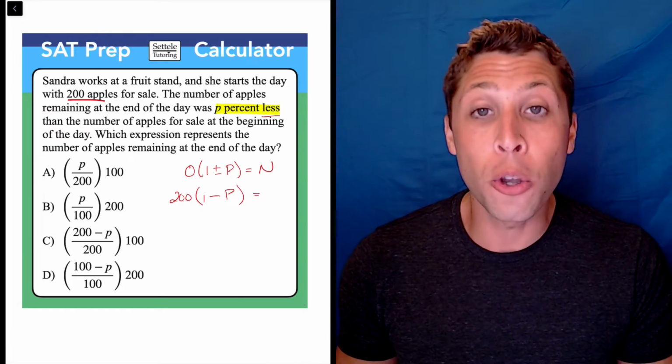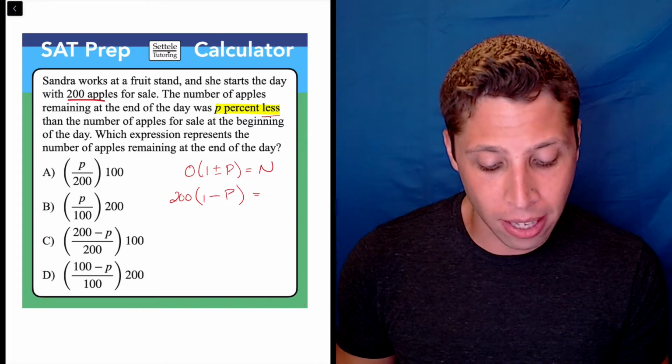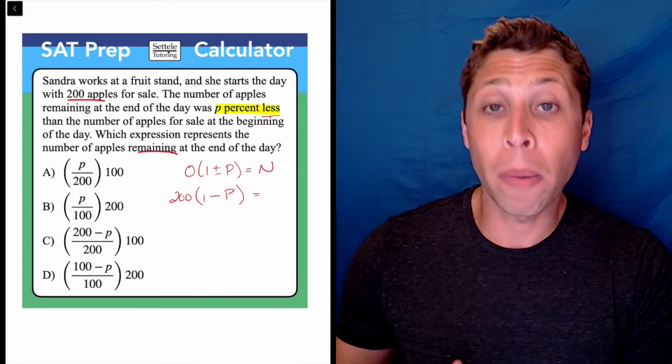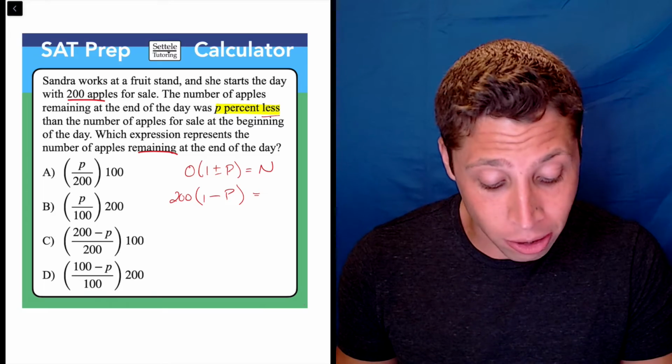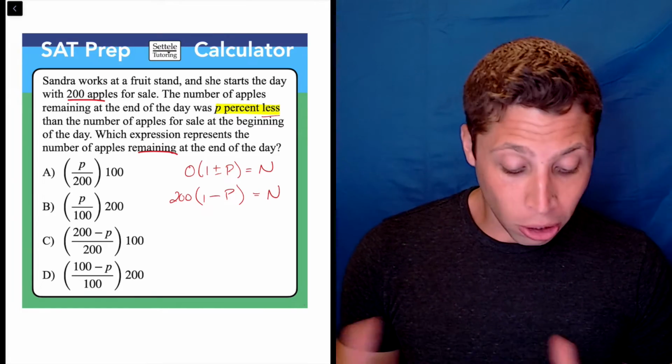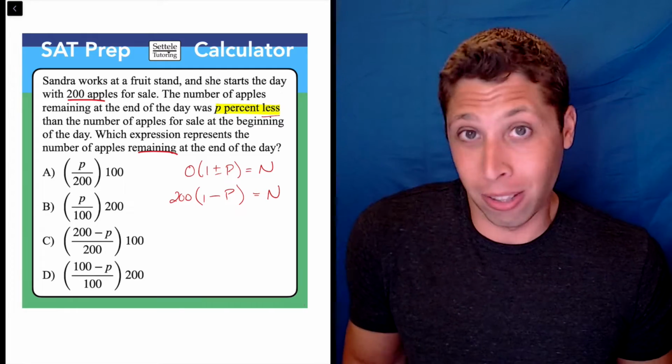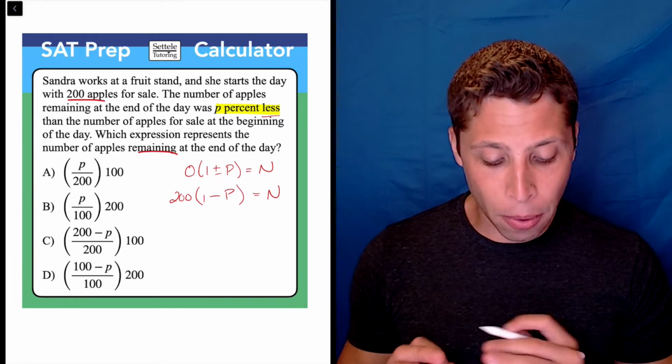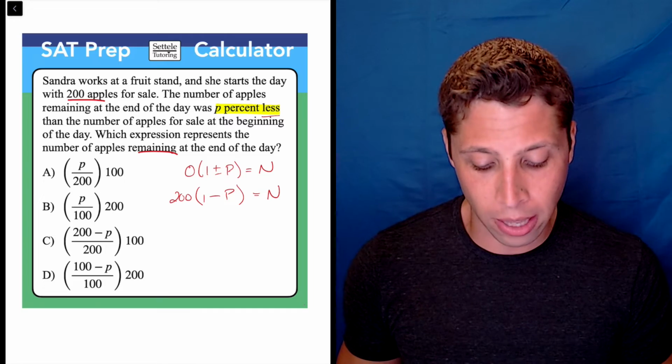N stands for the new amount. And so in this case, what they're asking is how many apples remain at the end of the day? That's our new amount. That's our answer here. So I'll just leave that as N to make it clear that that's what we want. So we should look for an answer choice that looks like this, and none of them do. We see a couple that are kind of close. We see the 200 in lots of places.